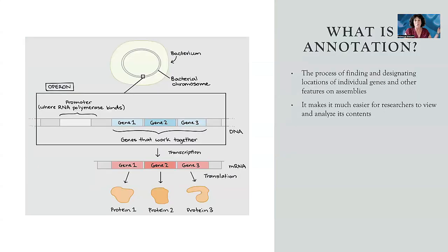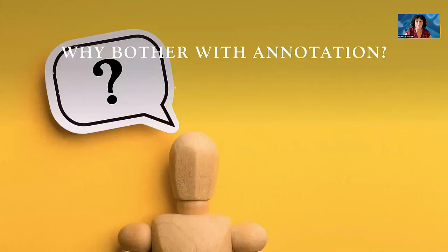And so you may ask, what is annotation? Well, an annotation is putting the genes and identifying the genes that are on those contigs that we assembled. So it's just showing the location of those genes and where they start and where they stop. But it's also showing the function and predicting what they do.